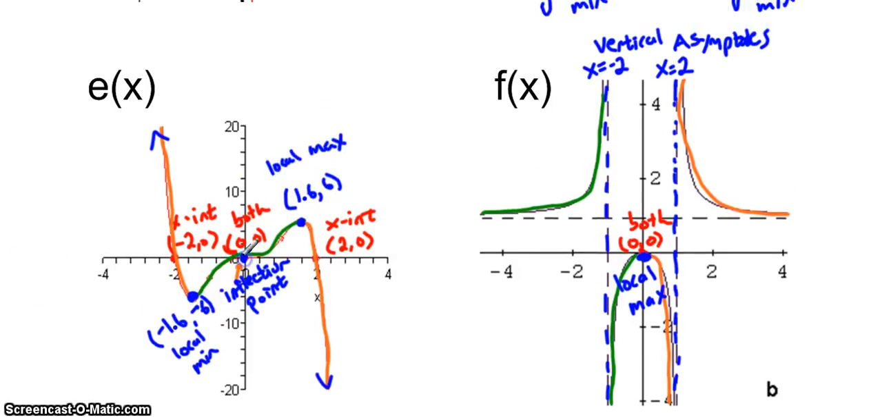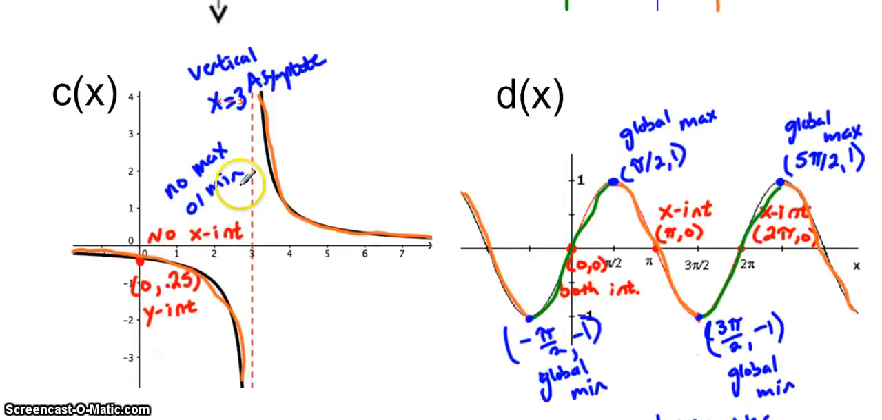Notice we've got an inflection point here in e of x as well at 0, 0. We've got some vertical asymptotes in f of x where x equals -2. That's kind of the line that would be at that asymptote, and the same thing at x equals 2. Interestingly, in c of x, there's no maximums or minimums to speak of, just this vertical asymptote right here. And d of x has a whole bunch of global maximums and global minimums because it seems like the function continues to repeat. It never passes this point where y equals 1, or down here where y equals -1. So it continues to hit that maximum as it continues to make that wave.